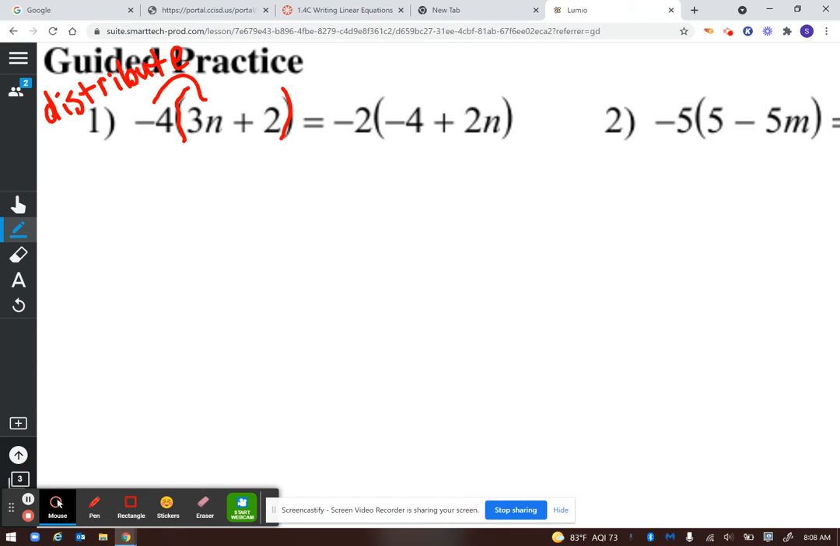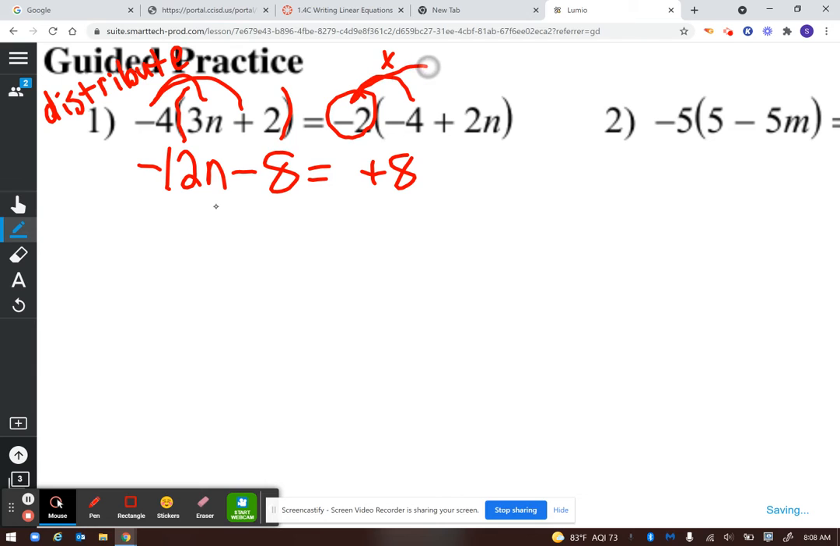So negative 4 times 3 is negative 12n. Negative 4 times positive 2 is negative 8. Okay, there happens to be distributing on both sides now. So that was the left side. Let's look at the right side. Here's negative 2, and again, we're multiplying. So negative 2 times negative 4 is positive 8. Negative 2 times 2n is negative 4n, because of that n.